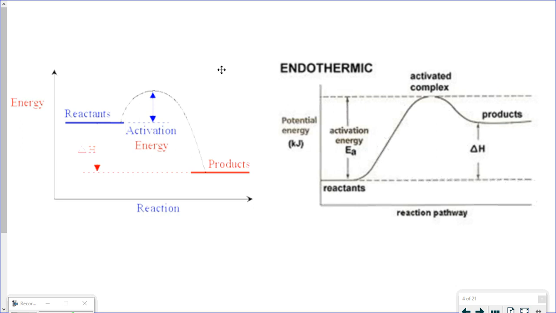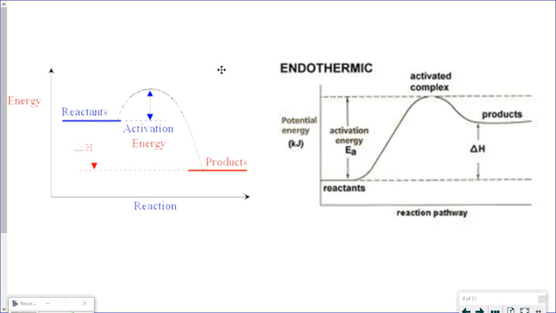Here, the activated complex is going to be, excuse me, I'm trying to write, at this little top peak right here, I'll do AC for short. If you look at the difference between our reactants and that activated complex, that is our activation energy. If we actually had a scale, we could subtract these amounts and figure out how much energy would be required.